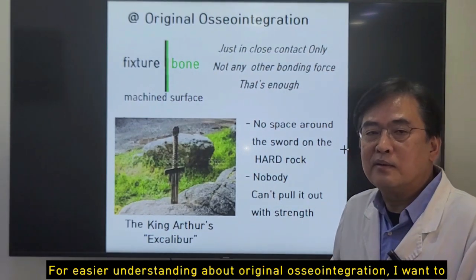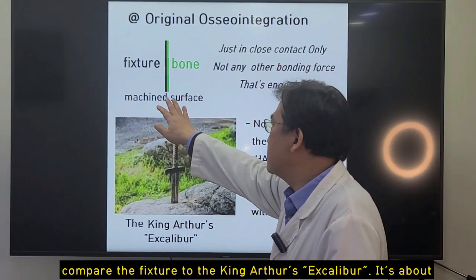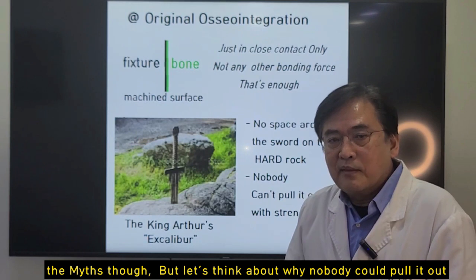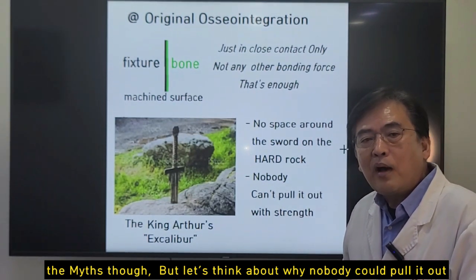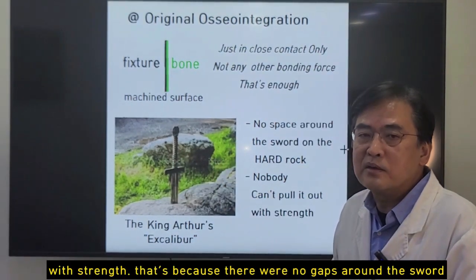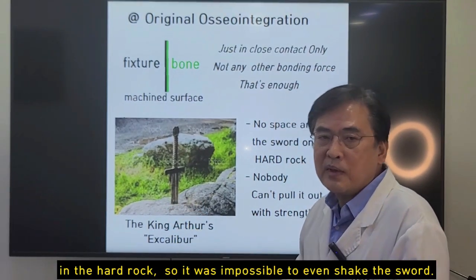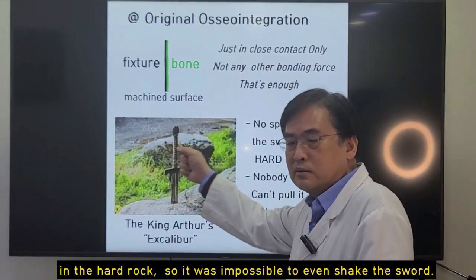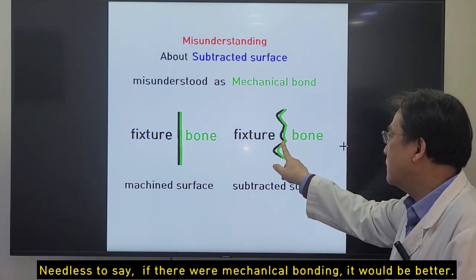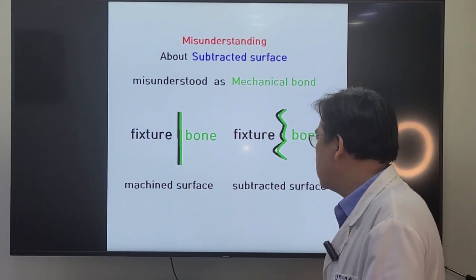For easier understanding of the original osseointegration, I want to compare the fixtures to King Arthur's Excalibur. It's a myth, though. But let's think about why nobody could pull it out with strength. That's because there were no gaps around the sword in the hard rock, so it was impossible to even shake the sword. Needless to say, if there were mechanical bonding, it would be better. So let's see what's going to happen.